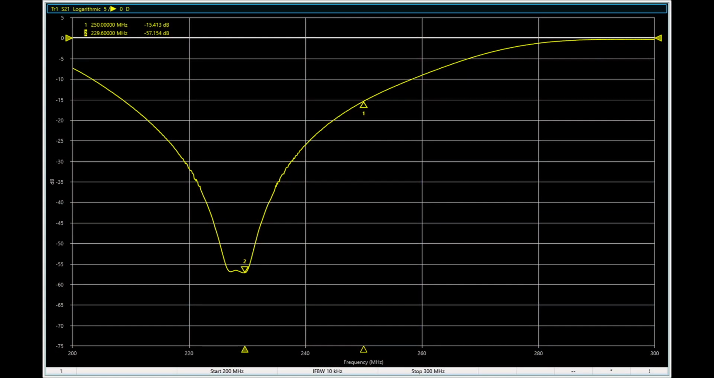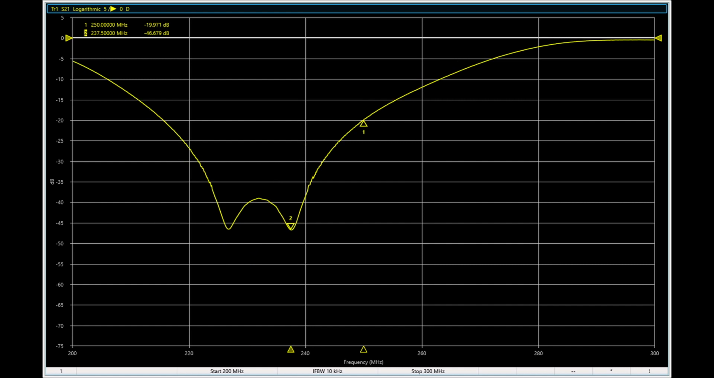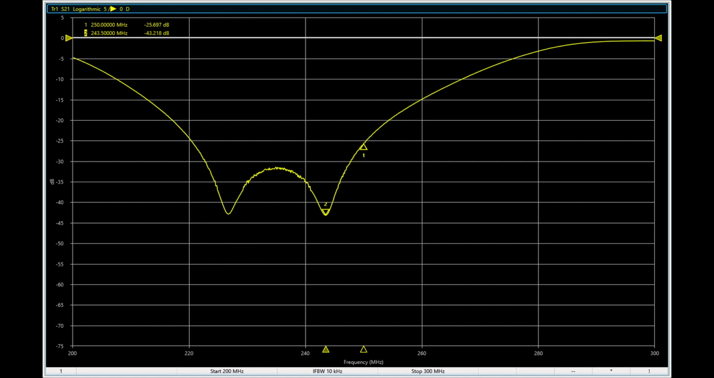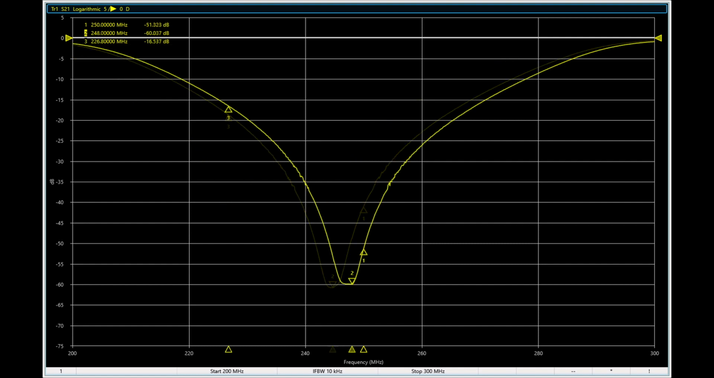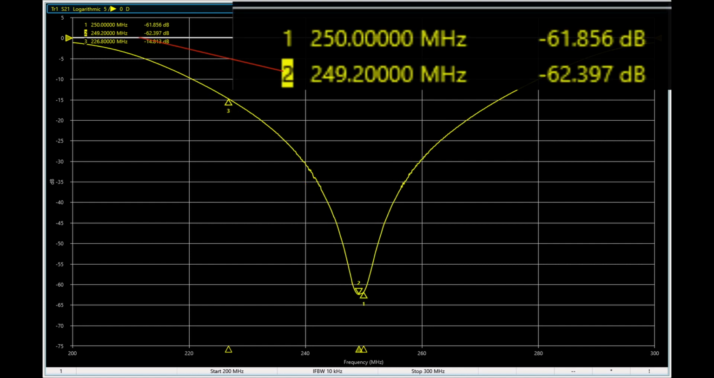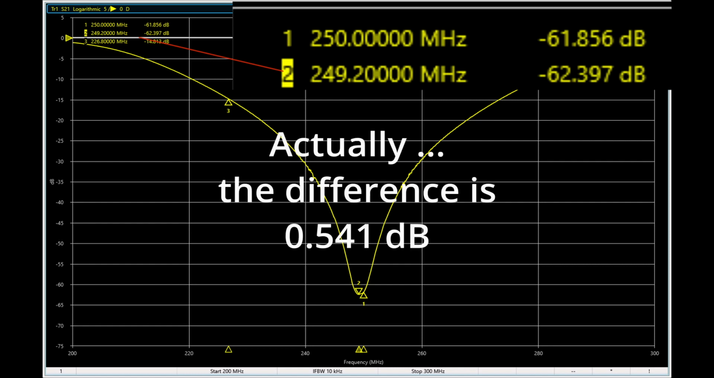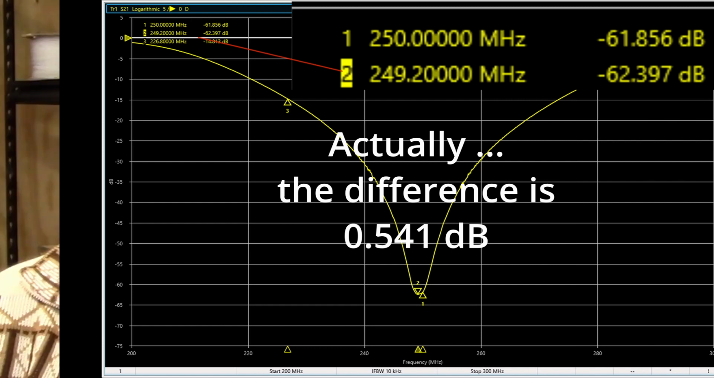After having trimmed stub 1 to a little ways away from our target frequency, I begin to trim stub 2, then working back and forth between the two stubs to bring things as close to our target frequency as I can. I now have a single dip at 249.2 megahertz with an insertion loss of 62.3 dB. We are only 0.8 megahertz away from our target, and the difference in insertion loss between our target and where we're at is a mere 0.4 dB.